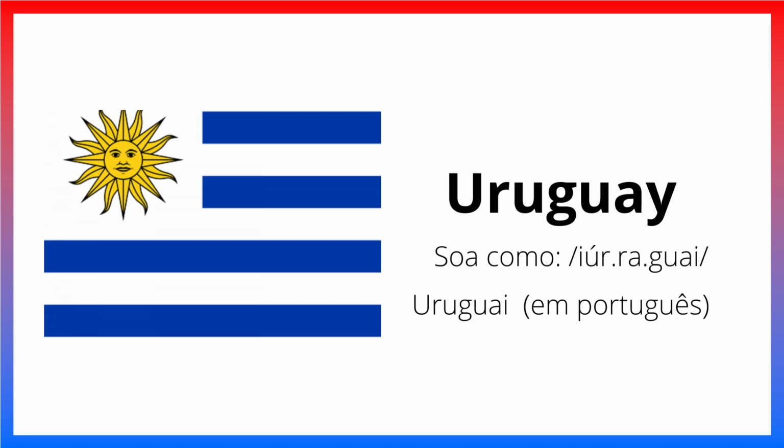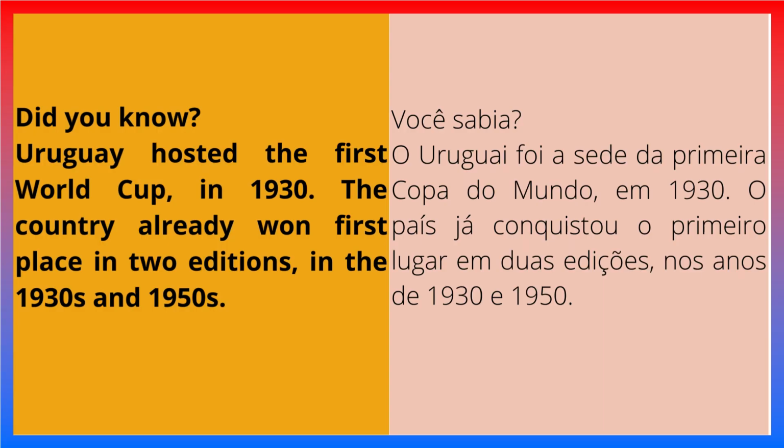Uruguay. Did you know? Uruguay hosted the first World Cup in 1930. The country already won first place in 2 editions, in the 1930s and 1950s.